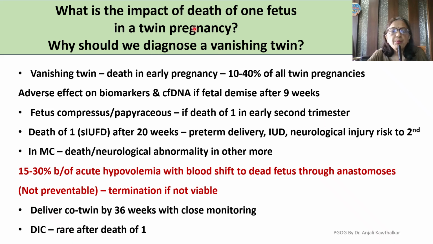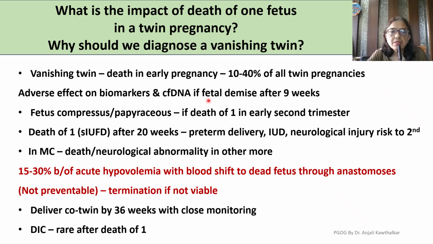Now, what is the impact of death of one fetus in a twin pregnancy, or why we should diagnose a vanishing twin? Vanishing twin is death occurring in first trimester, early pregnancy. 10 to 40% of all twin pregnancies go for vanishing twin. It leads to adverse effect on biomarkers and cell-free fetal DNA if fetal demise occurs after 9 weeks.